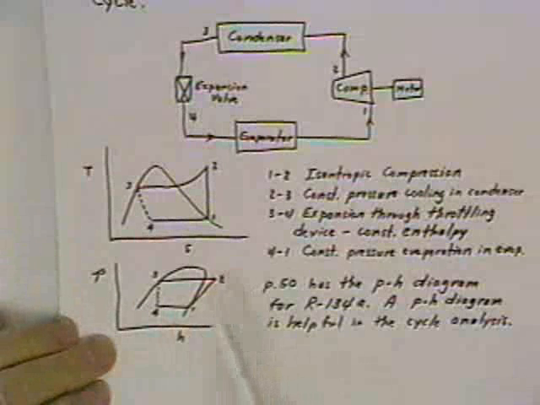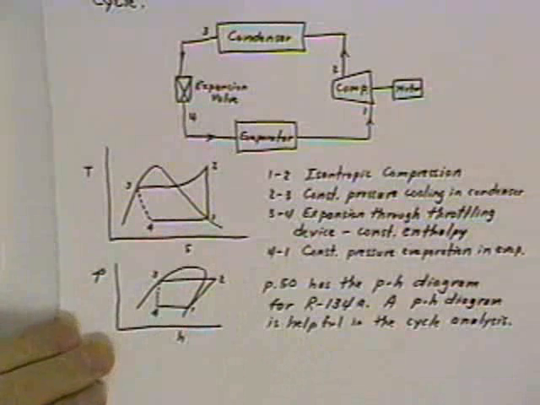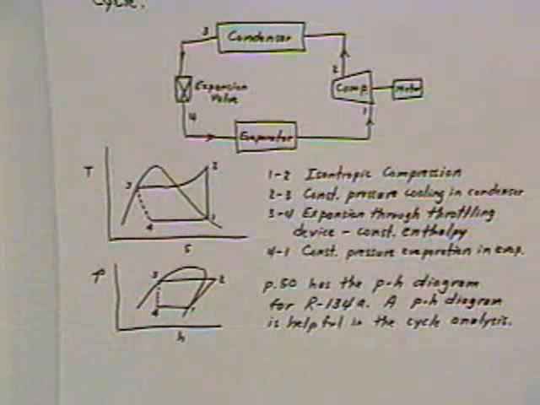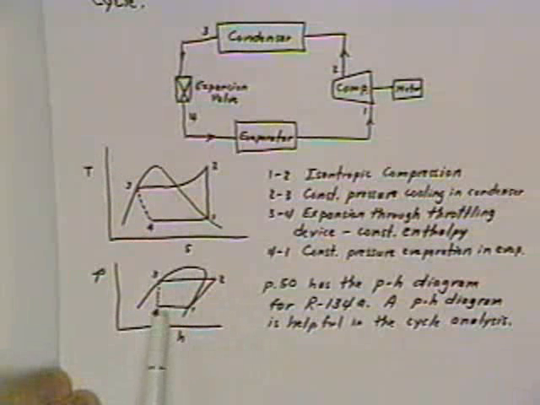Okay, so the typical cycle on the pH diagram looks something like this. 1 to 2 is the isentropic compression. 2 to 3 is constant pressure. State 2 is determined by the outside temperature of the condenser, which then controls the pressure, so it's a constant pressure process in the condenser, and then constant enthalpy 3 to 4 in the throttling process, and 4 back to 1 is the evaporation.